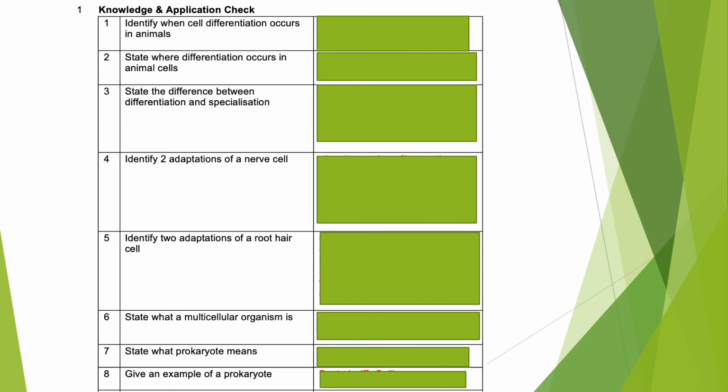All right, so number 1, identify when cell differentiation occurs in animals. So this one is when they become, before they become full adults or when they're in the embryo. Either one will work. The key word here is development. All right, so when animals are developing, their cells are always changing. Number 2, state where differentiation occurs in animal cells. So this one, you can be very specific. You can say that differentiation occurs in the embryo, but really they occur in every cell. But I will accept embryo as your answer.